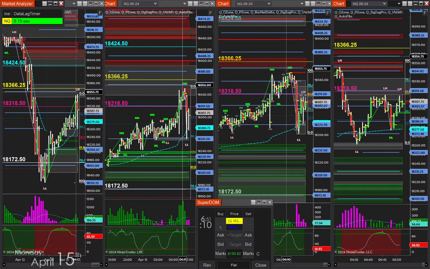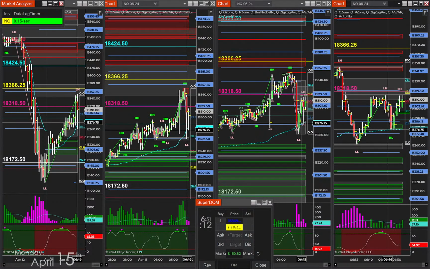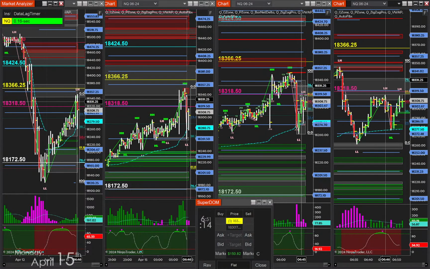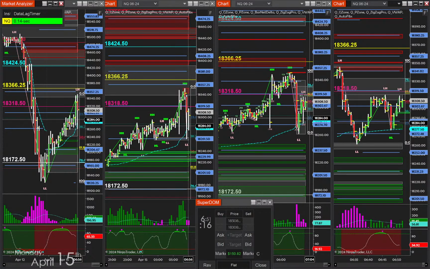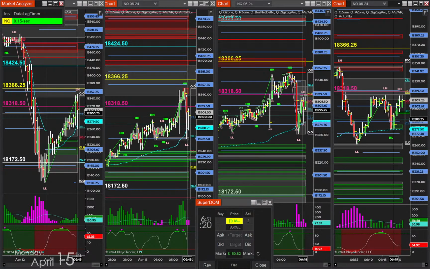So anything in between from here onwards, it's just going to be a chop fest, right? It's going to go up here, hit this number, come back down. It's going to be sideways action. You can all see it on the 1 minute already.